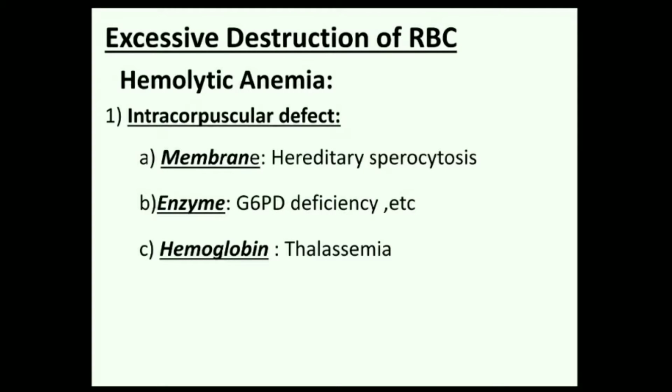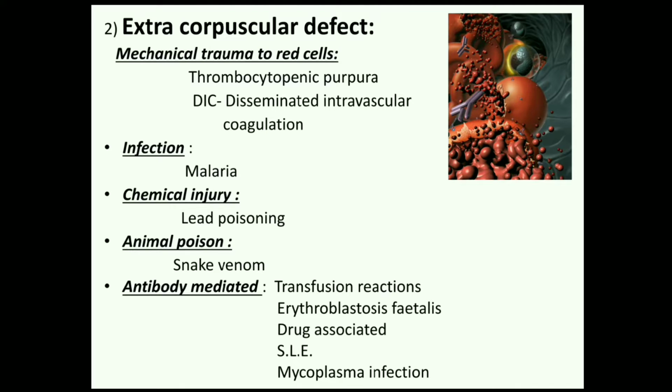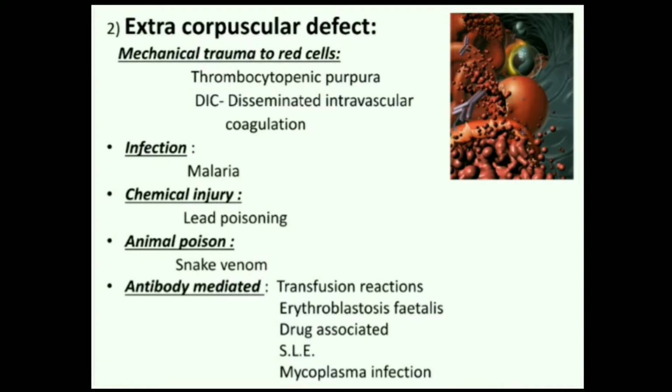Extracorpuscular defects are mechanical trauma to red blood cells, including thrombotic thrombocytopenic purpura and DIC, that is disseminated intravascular coagulation. Infections include malaria, chemical injury like lead poisoning, and animal poison like snake venom. Antibody mediated causes are transfusion reactions, erythroblastosis fetalis, drug associated SLE, that is systemic lupus erythematosus, and mycoplasma infection.